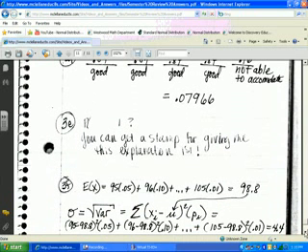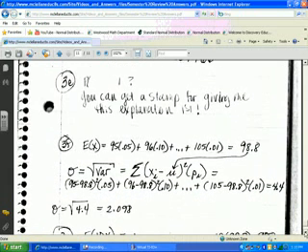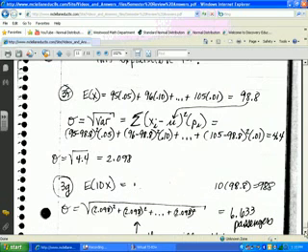I don't know the answer to 3E. I mean, I know the answer is 0.06, but why? I don't know. I need a good explanation for that, so come and tell me. And then 3F is this.